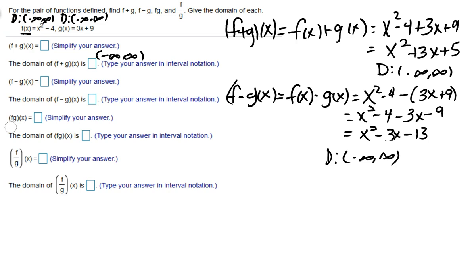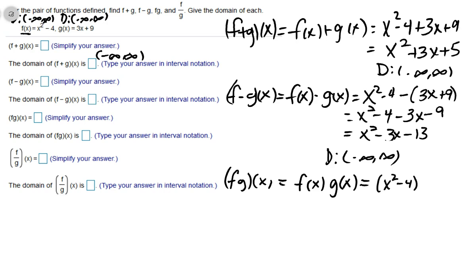The next part is f times g of x. So f times g of x is the same thing as f of x times g of x. So that's going to be x squared minus 4 times 3x plus 9. Notice I put parentheses around both of those because I want to multiply the whole function f times the whole function g. And now we're going to multiply that out with the FOIL method, or if you have another method of multiplying you like, you can do it that way.